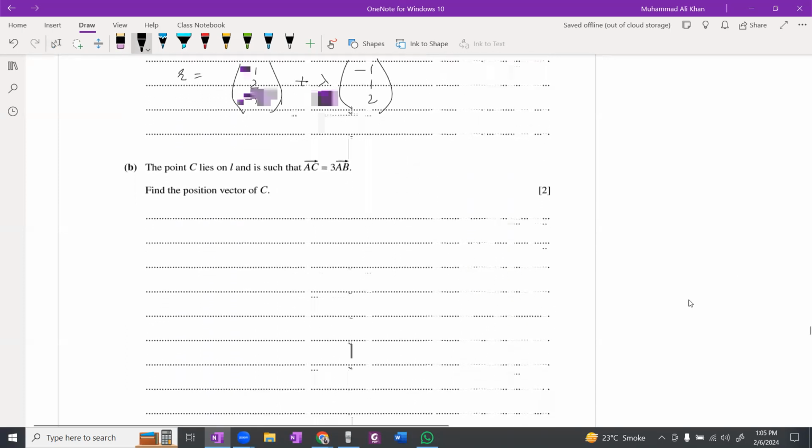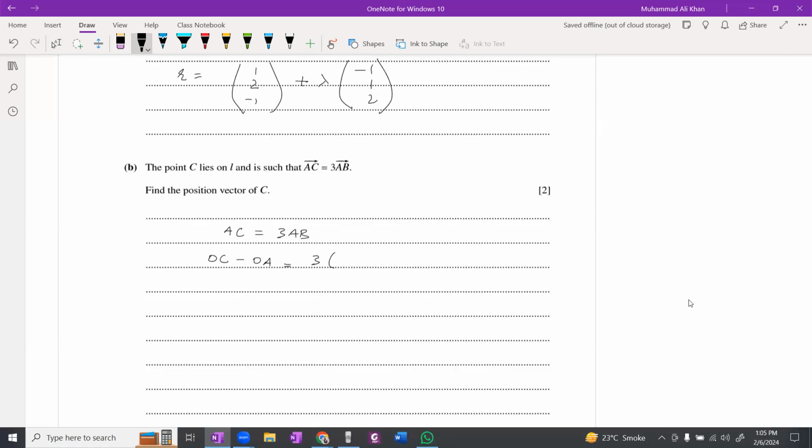After that, the point C lies on the line L and is such that AC equals 3AB. Find the position vector of C, which means we have to calculate OC. Again, a simple question, AC equals 3AB. We can say that OC minus OA equals 3 times OB minus OA. So OC minus OA equals 3 OB minus 3 OA, and OC equals 3 OB minus 2 OA.